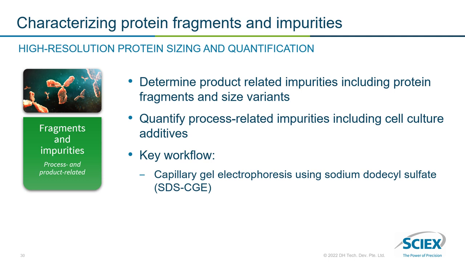Additionally, cell culture additives can be present in low amounts in the final drug product if the purification process is not optimized. In this section, we'll overview a high-resolution protein sizing and quantification workflow that enables determination and quantitation of product-related impurities, including protein fragments and size variants. We can also analyze process-related impurities which are present in low abundance. The key workflow we will review is capillary gel electrophoresis using SDS.